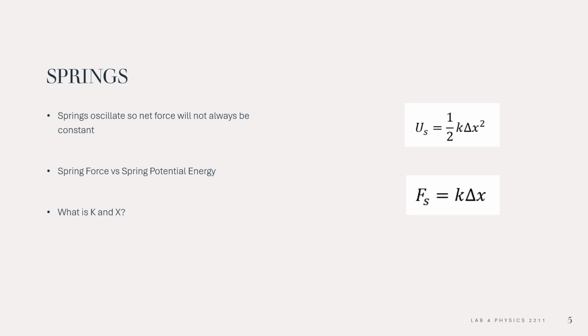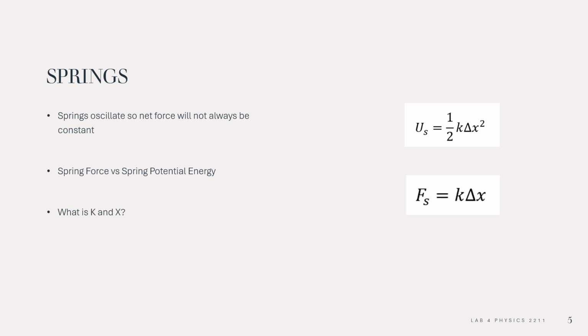Alright, so springs. Springs oscillate, so the net force will not always necessarily be constant. For this example, our springs are going to have tons of force values depending on where the spring is in its oscillation range. So that's what that delta x really means. So I'm going to skip to that. What is k and x?